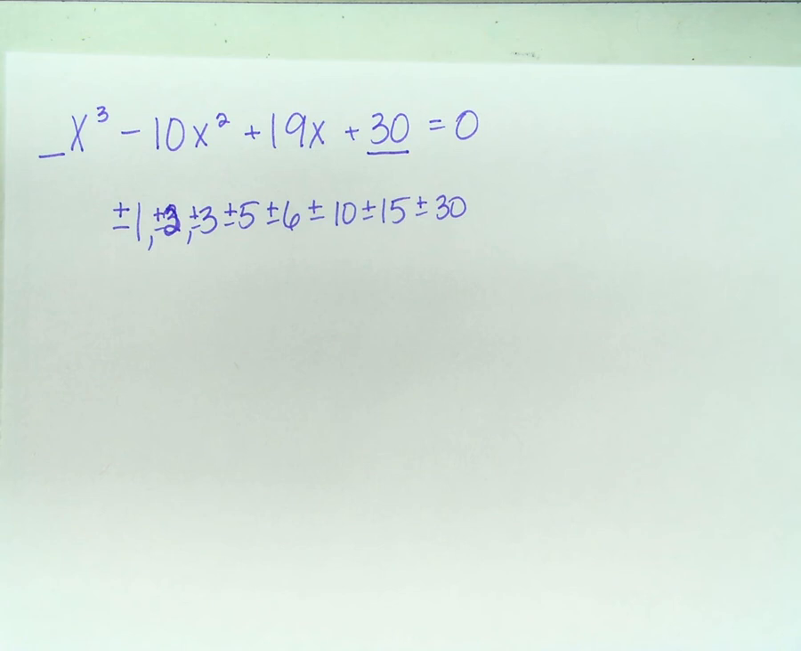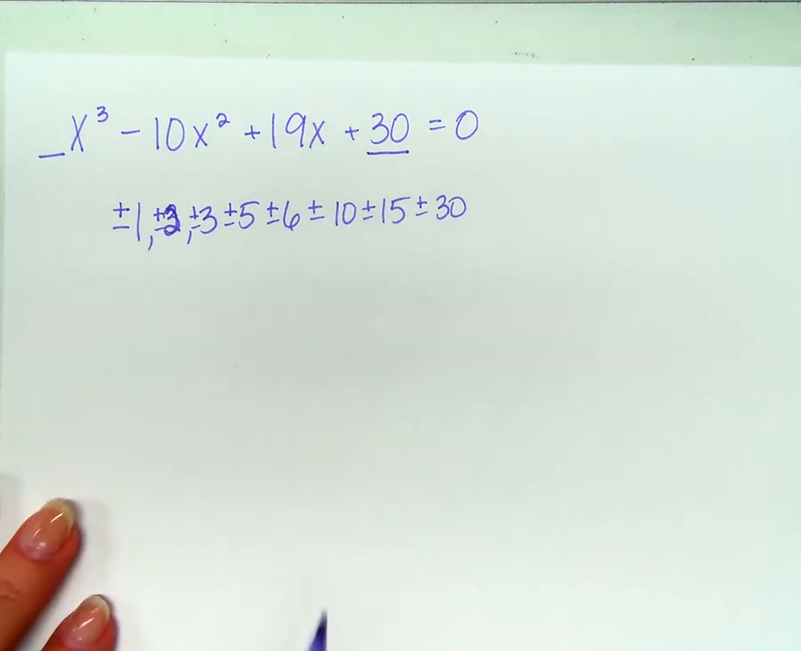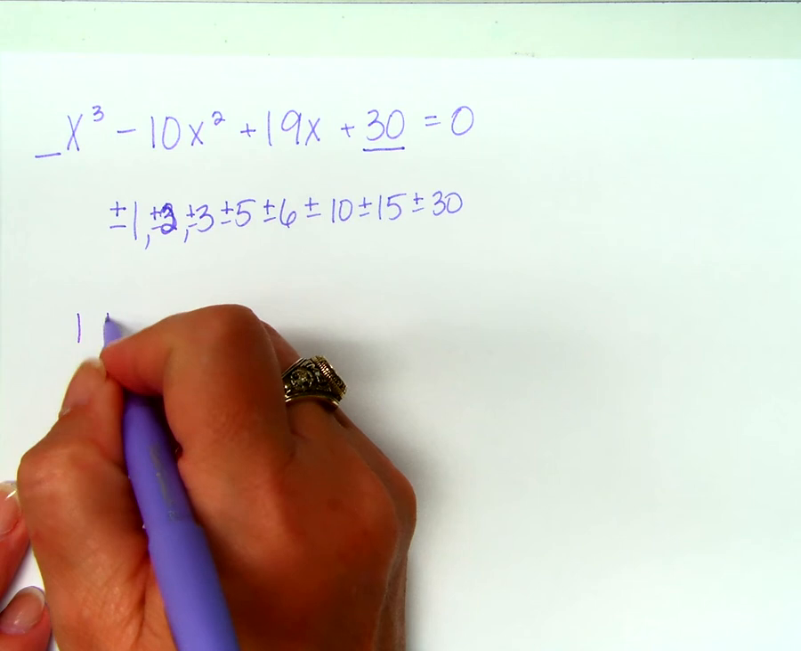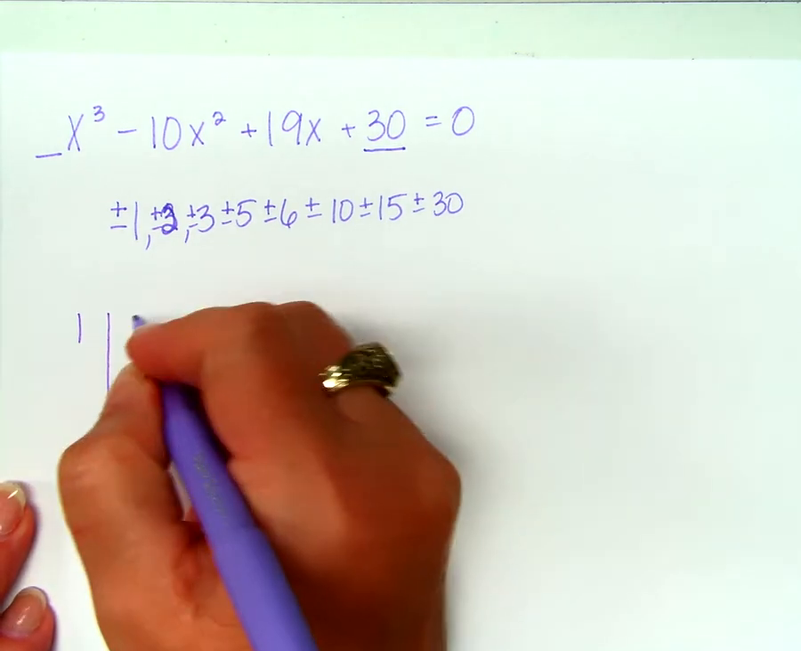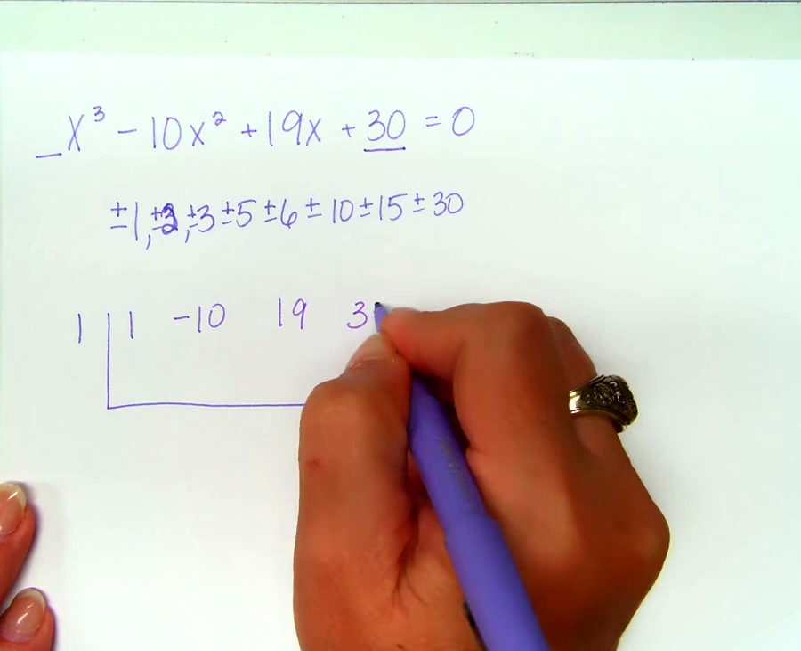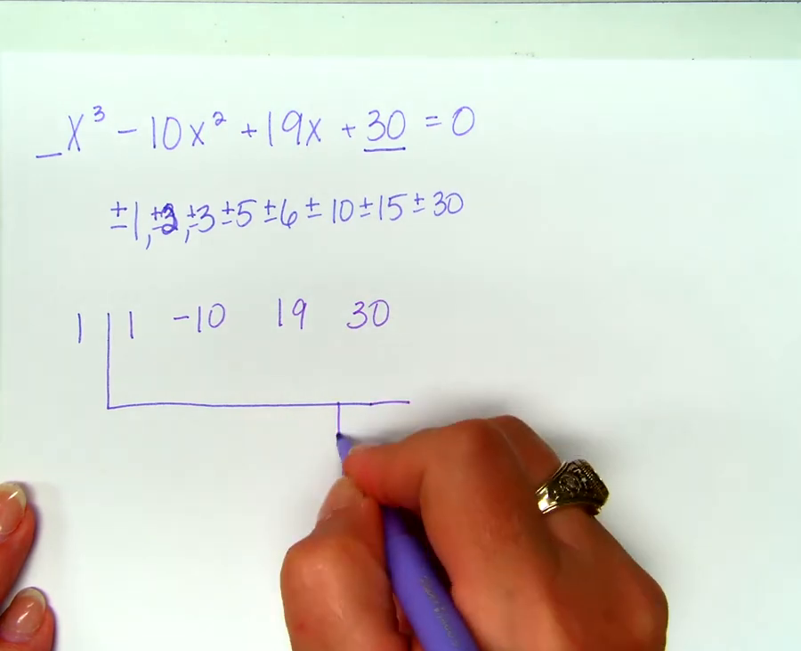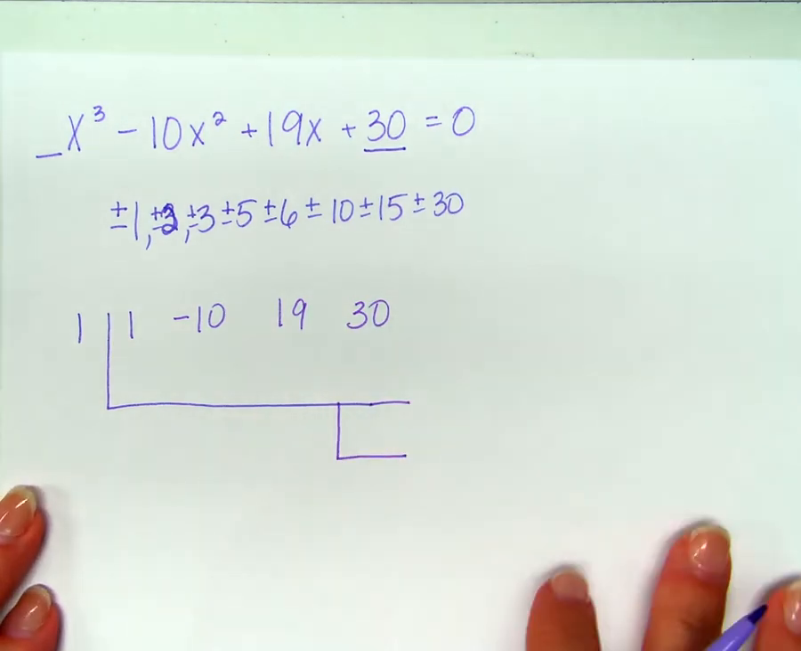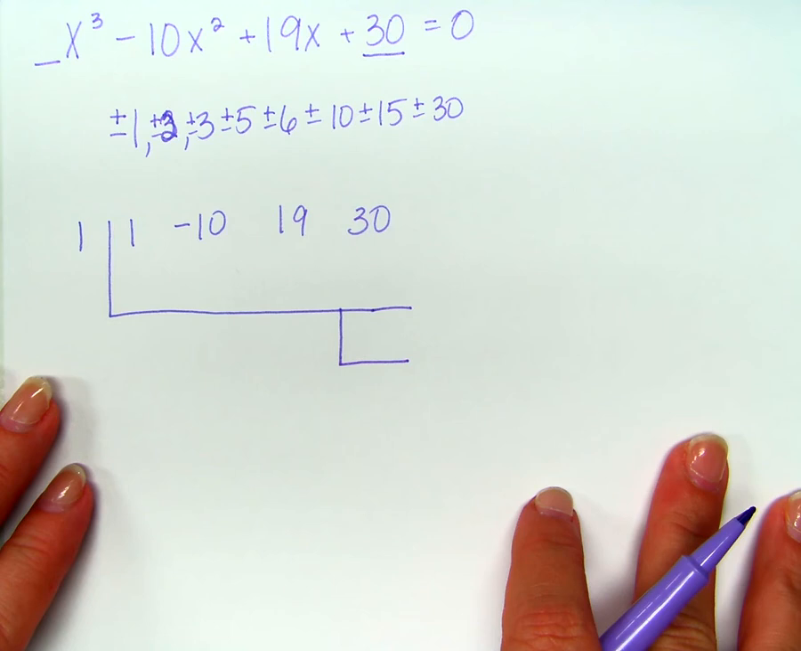So now what? Where do you want to start? 1, okay. 1, -10, 19, 30. Can I show you guys something? I want you to watch this, okay? Everybody watch.